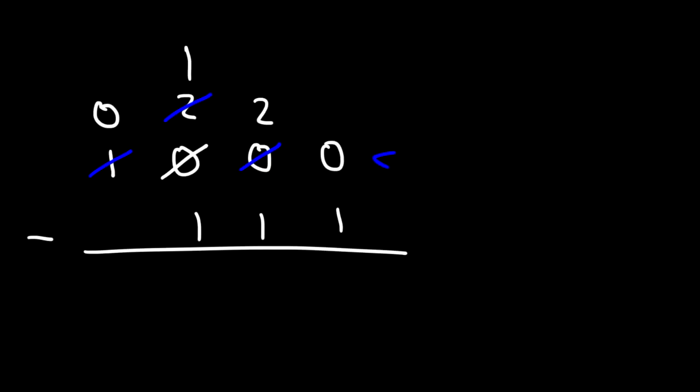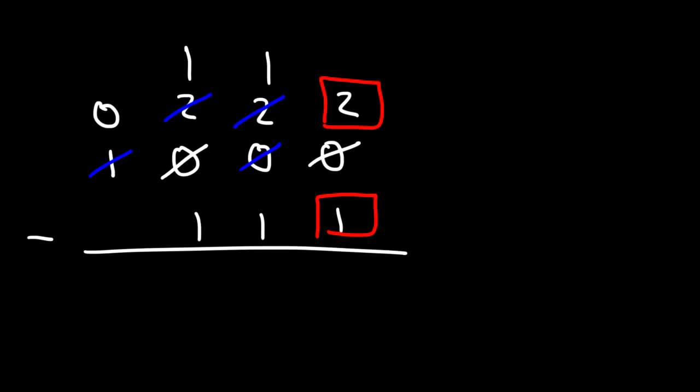Now, we need to do something here because we can't do 0 minus 1 either. So let's borrow a 1 from the 2, making that a 1, changing this 0 to a 2. So now we can subtract. 2 minus 1 is 1. And then 1 minus 1 is 0. And here we have 1 minus 1 again, so that's also 0. And then we can bring down this 0.